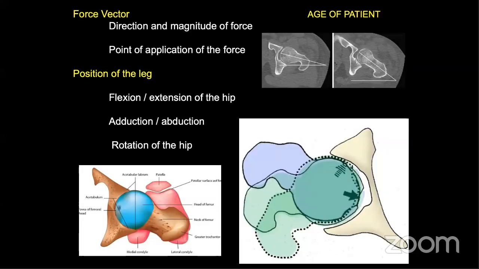The exact type of fracture will depend upon how the force is applied, how much force is applied, and the position of the leg when that force is applied. So whether the hip joint is flexed or extended, adducted or abducted or rotated. So if your hip joint is flexed, like you're a driver, and the force comes from the knee into the femur, you're likely to have a posterior wall or a posterior column fracture with a dislocated hip.